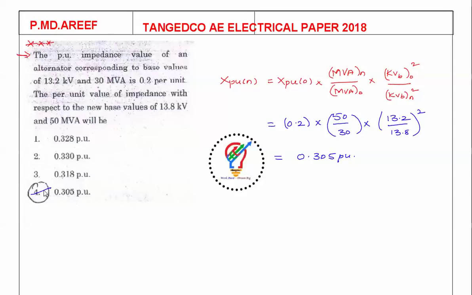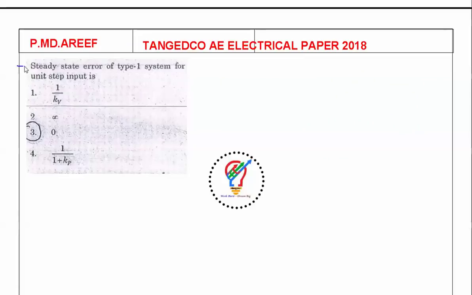Next question is from control systems, where it is asked the steady state error of a type 1 system for unit step input. So this is also one of the important questions. Let us take the steady state error and here we are going to take the type. So if you take type 0, type 1, type 2, the errors for different inputs, that may be a step, a ramp, a parabola.